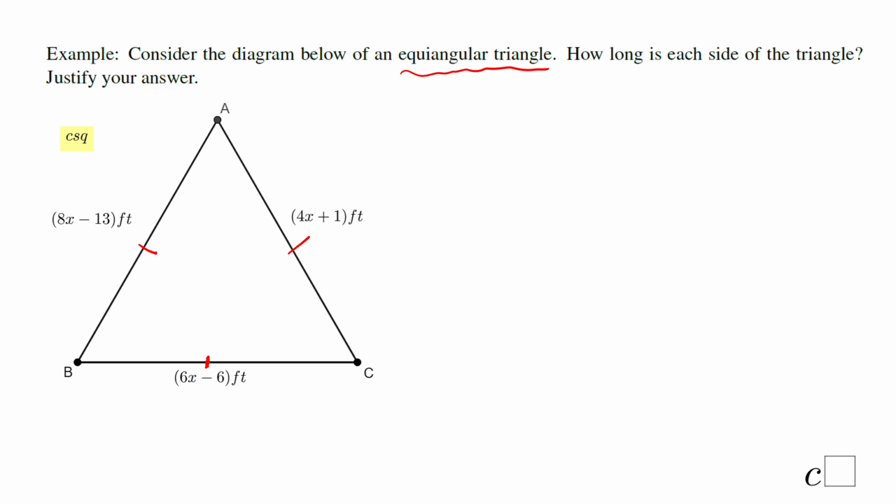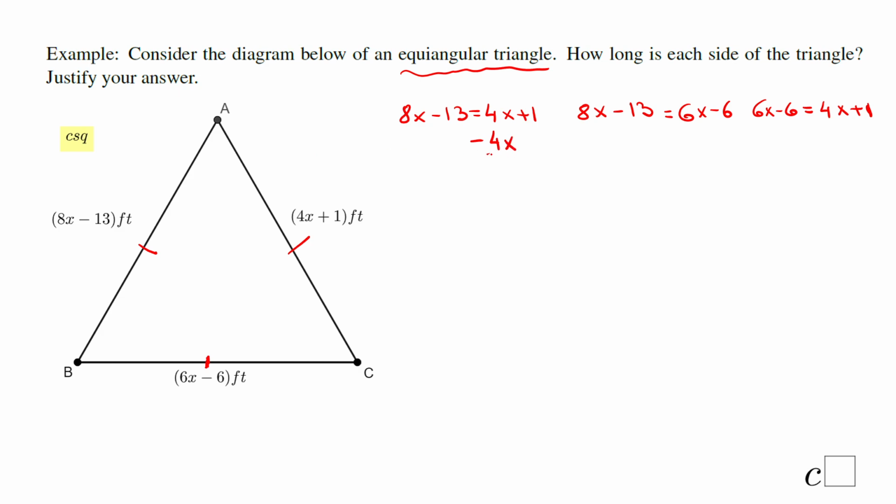Okay, so we can write three different equations. 8x minus 13 equals 4x plus 1. But you can also write 8x minus 13 equals 6x minus 6. And the third one will be 6x minus 6 equals 4x plus 1. It really doesn't matter which one you solve. Let's say you do the first one.